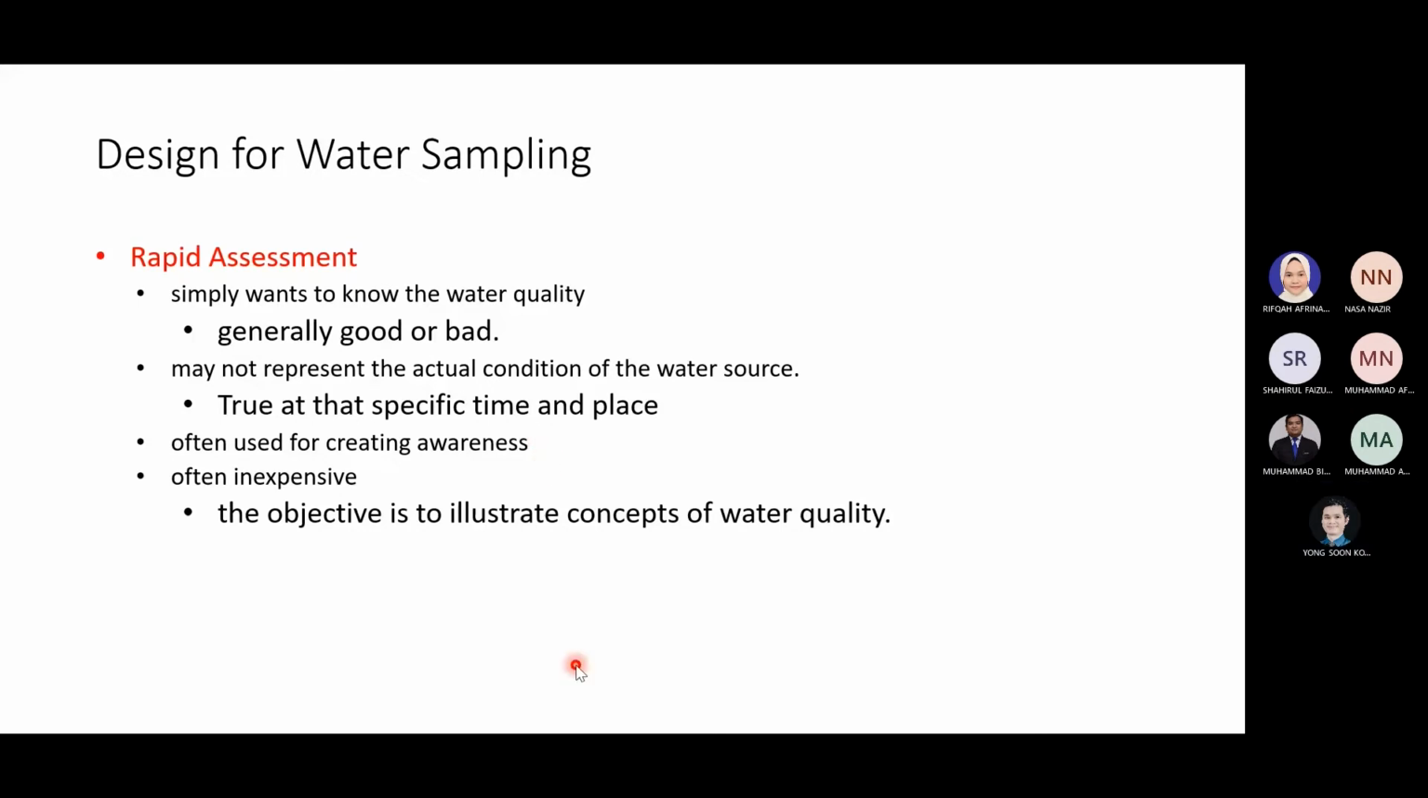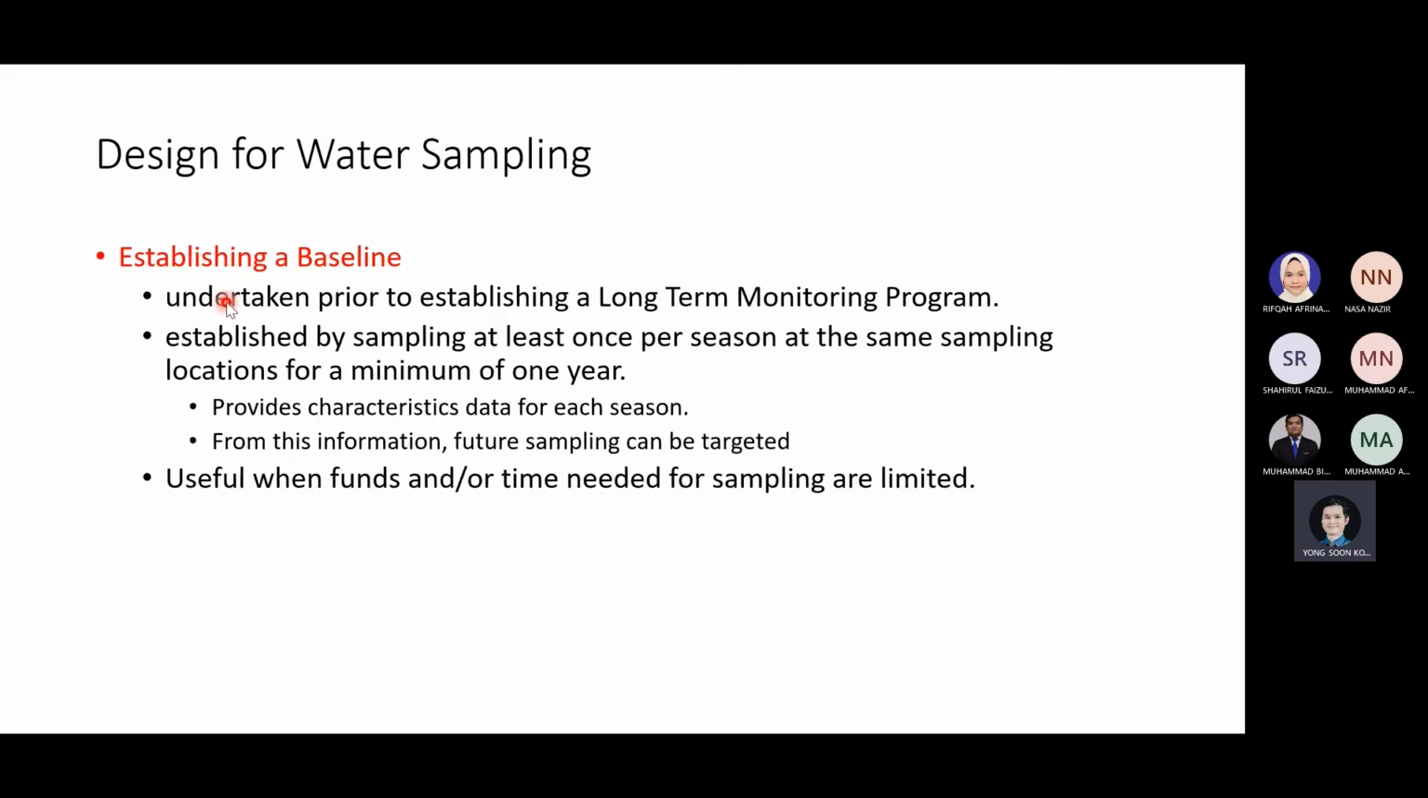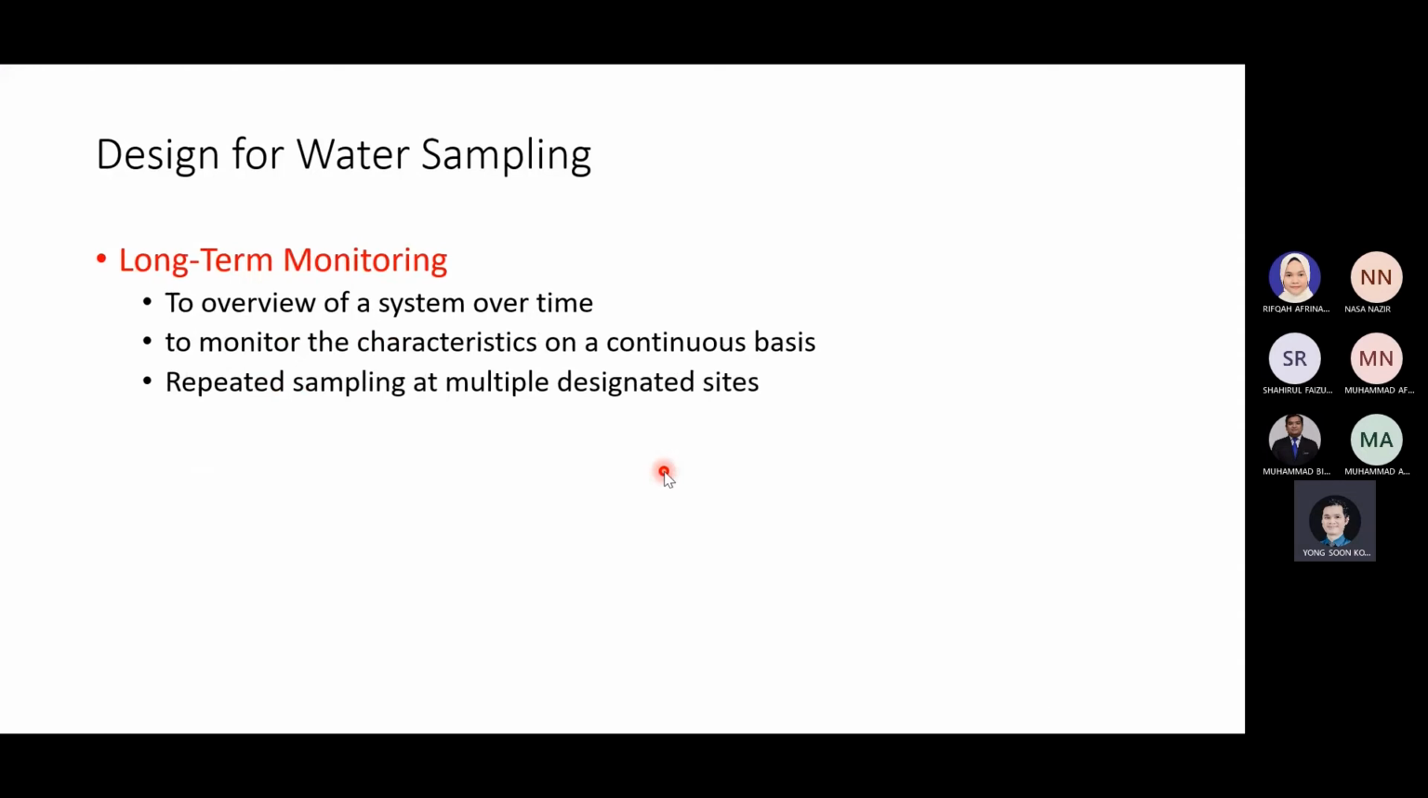So next one is establishing a baseline. So this one is undertaken prior to establishing a long-term monitoring program. So before a long-term monitoring program started, this one is needed to establish the baseline lah. So this one is established only at the time where it is collected, very similar to the rapid assessment. Whereas the long-term monitoring program, you do it all the time over a long stretch of time to monitor the changes at a strategic location.